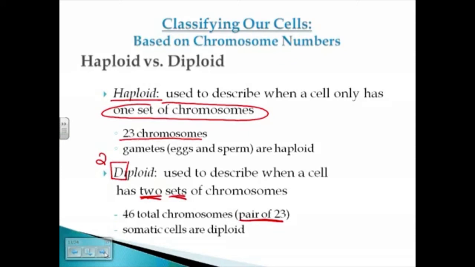Pair of 23. That's supposed to say 23 pairs. Sorry. That is definitely a typo, and a bad one. 23 pairs. Somatic cells should be diploid.